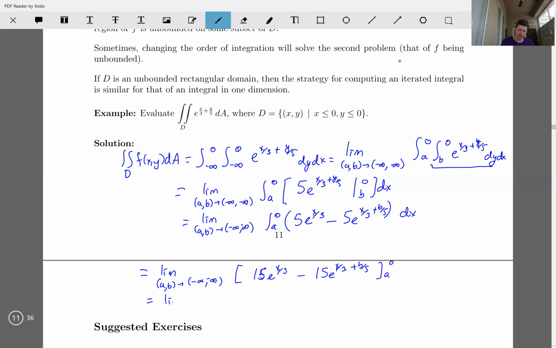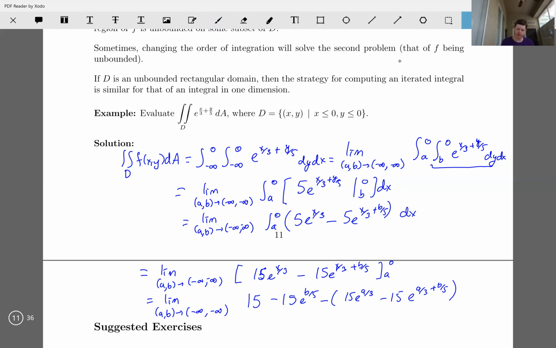So finally, that's the limit as a, b go to minus infinity of 15 minus 15e to the b over 5 minus 15e to the a over 3 minus 15e to the a over 3 plus b over 5. So since I'm taking the limit as a and b go to minus infinity, everything cancels, and I'm going to be left with just 15. Now you should double check, make sure I didn't make any mistakes.